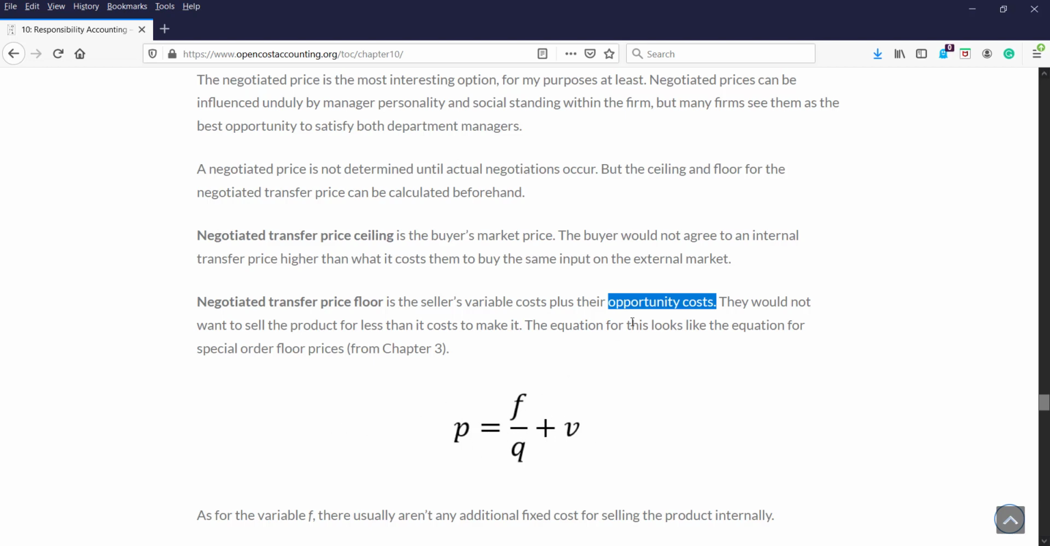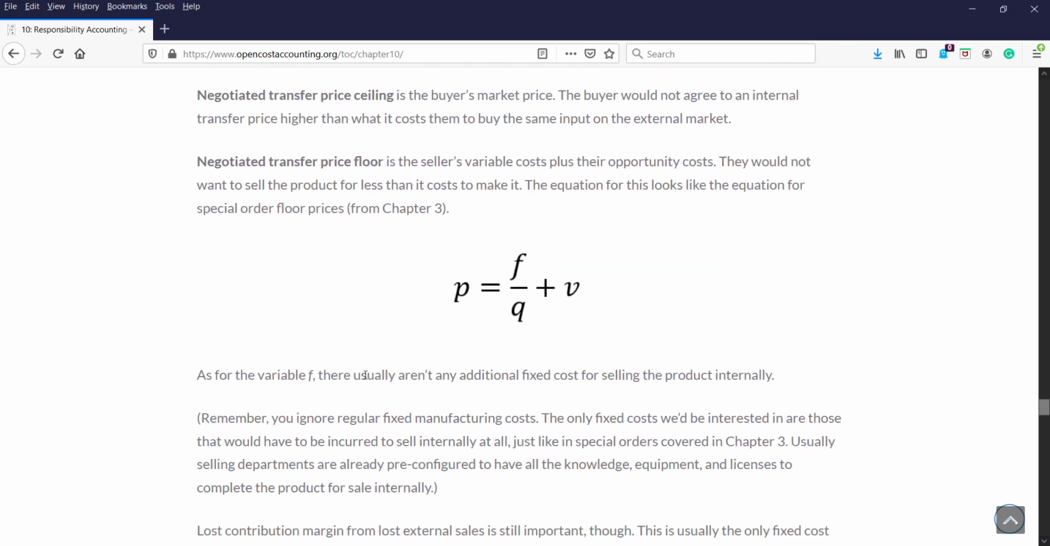Now, the F here is only opportunity cost in this case. At least that's what we're going to say, and that typically is the case, because these two, the buyer and the seller here, are from the same firm, and if your seller department, the earlier department in the chain, doesn't yet have the fixed cost equipment and rights and licensing agreements and whatever necessary for the downstream department, why not?